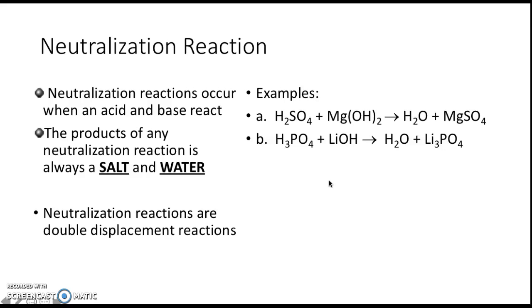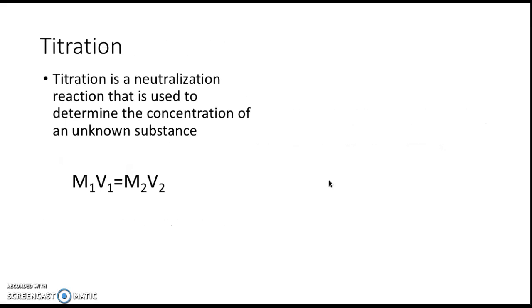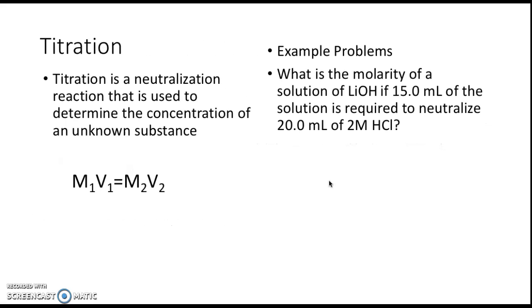All right. And then we have titrations, which is what we went over yesterday. So, titration is a neutralization reaction that is used to determine the concentration of an unknown substance. Remember, titration is a laboratory procedure that follows a mathematical process. So, we have a formula for that, which is down here. Once we find the volume of the unknown, we can take the volume of the unknown and multiply it by the concentration of our known and the volume of our known.